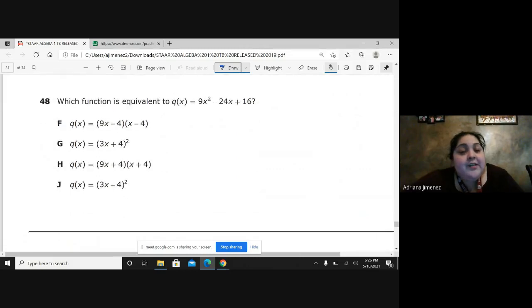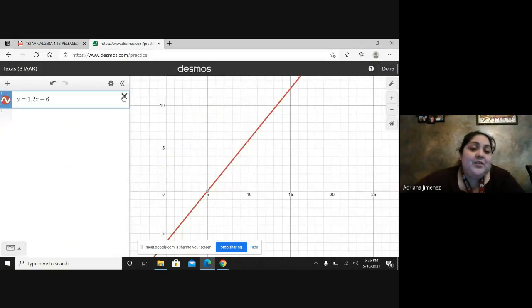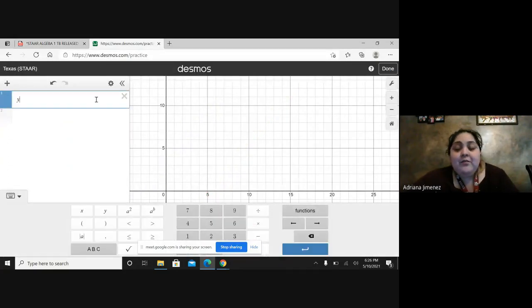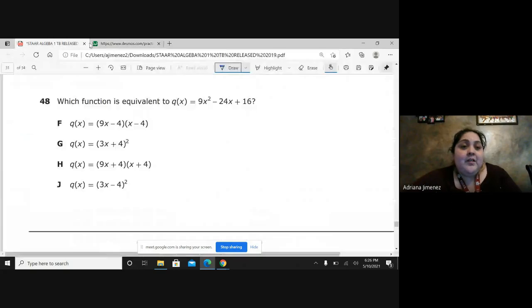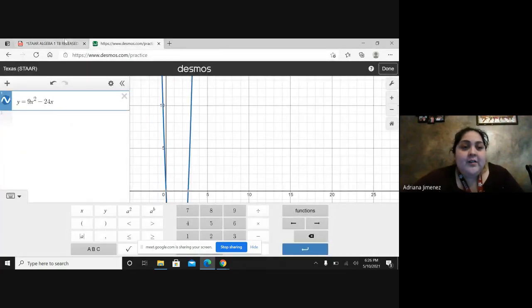Okay, we got another one that says equivalent, so we're going to type in that answer. We're not going to put the q of x. You don't have to. You can just put y equals 9x squared minus 24x plus 16. All right, we got our graph.